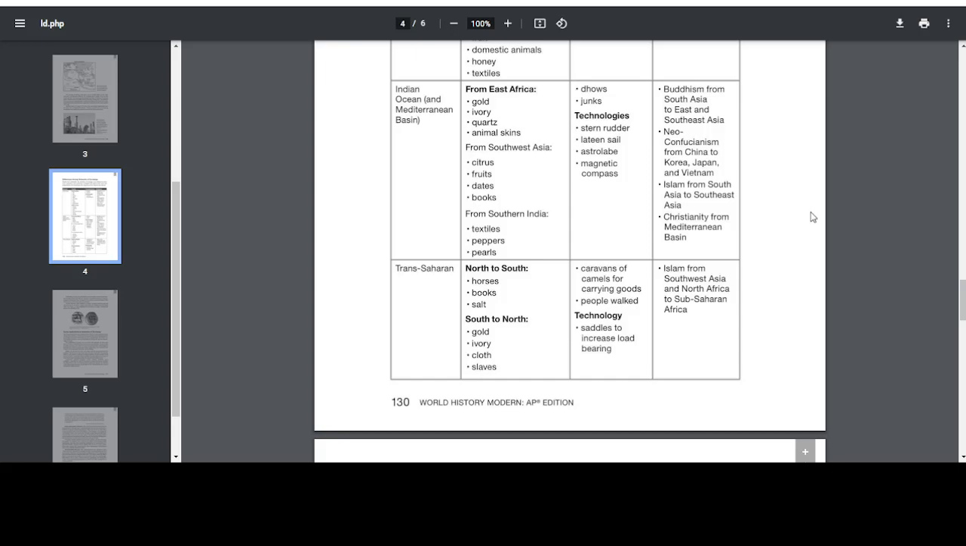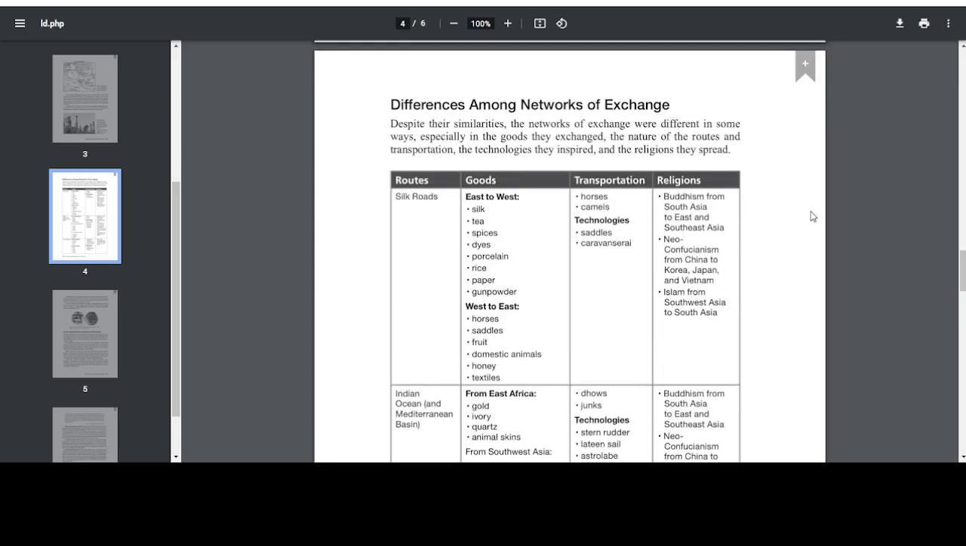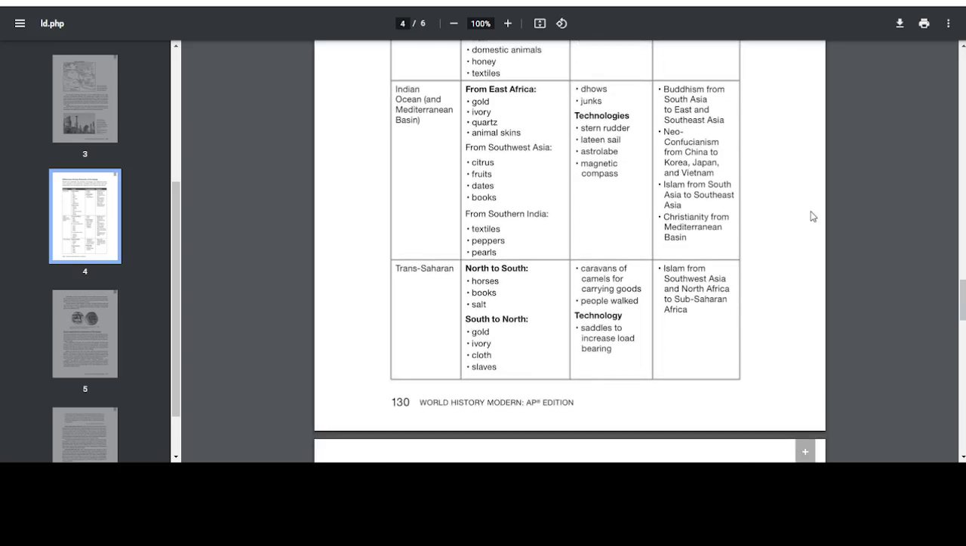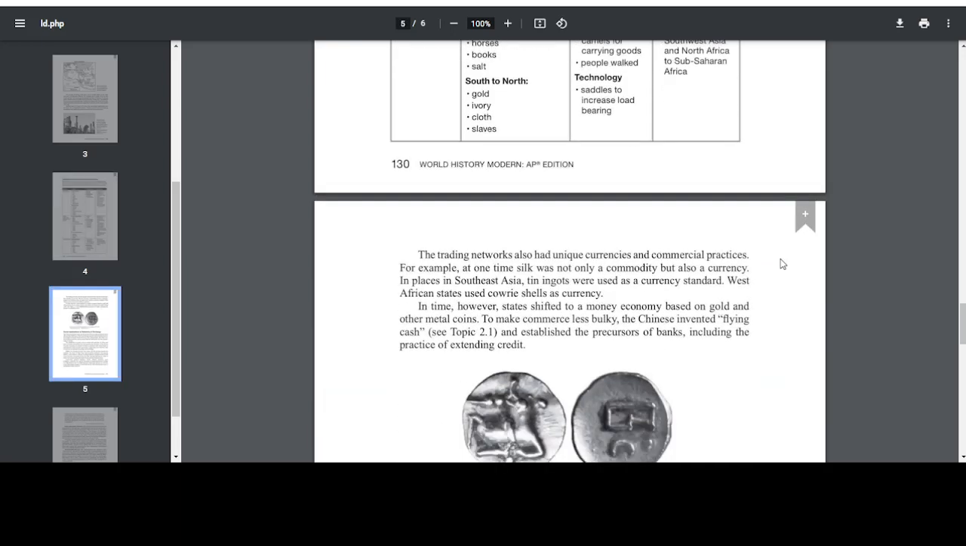Route, Trans-Saharan. Goods, north to south: horses, books, salt. South to north: gold, ivory, cloth, slaves. Transportation: caravans of camels for carrying goods. People walked. Technology: saddles to increase load bearing. Religions: Islam from Southwest Asia and North Africa to Sub-Saharan Africa.